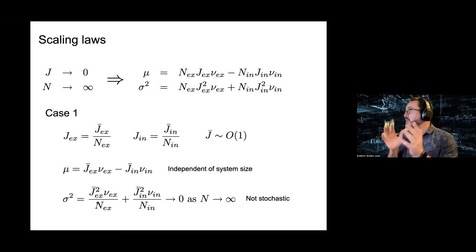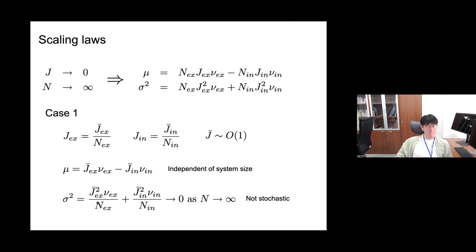So that tells you that if you buy my argument that this stochastic differential equation is a good approximation, then in the limit as n goes to infinity, this network becomes deterministic, right? Because there's no variability at all. And so that's not what we want.